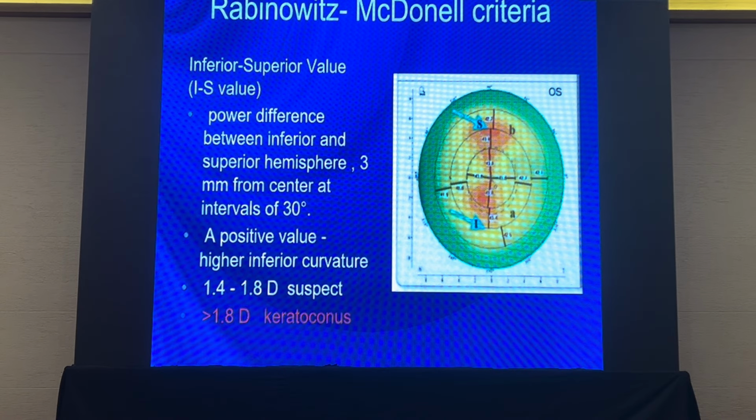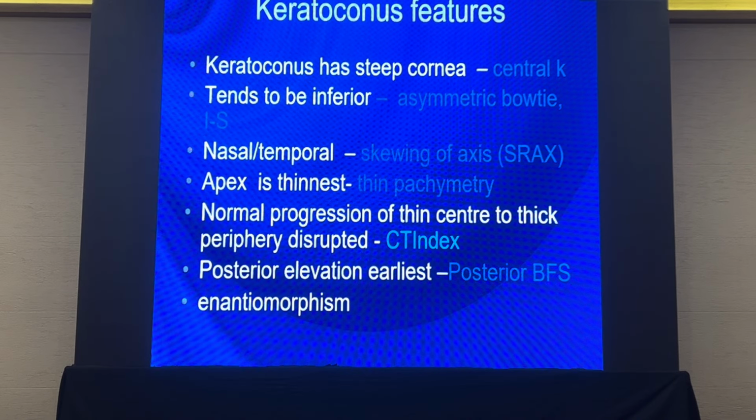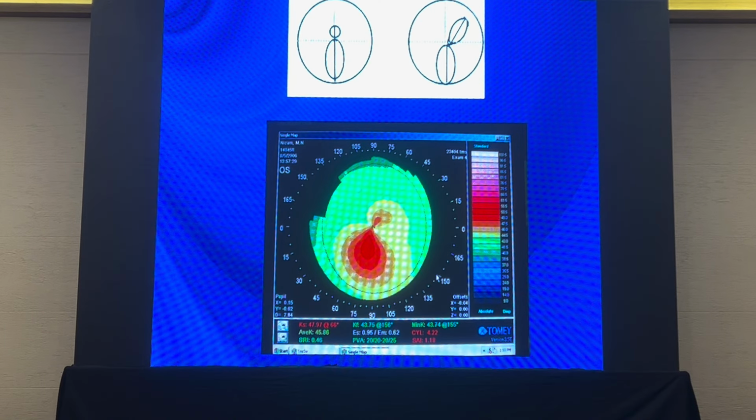So this is what I keep on saying: the IS value, around 3 millimeter from the center. If there is a disparity of more than 1.8 between these two values, it is suggestive of a bad cornea or a keratoconus. Keratoconus has certain features like a steep cornea. It tends to be inferior. I think I'll go through the examples.